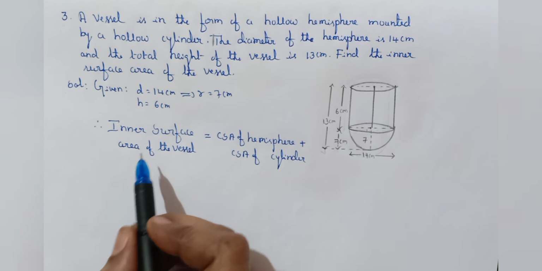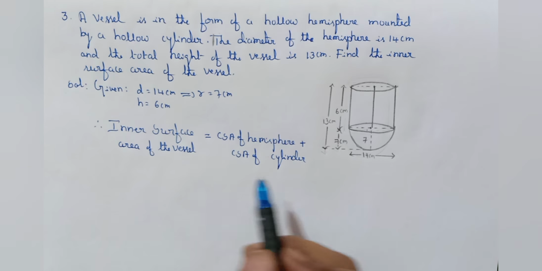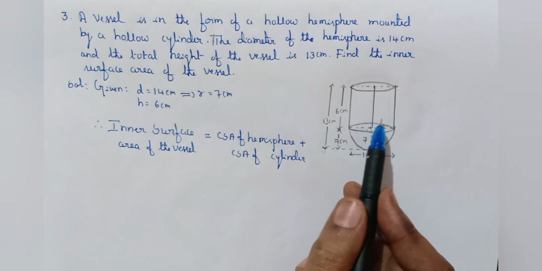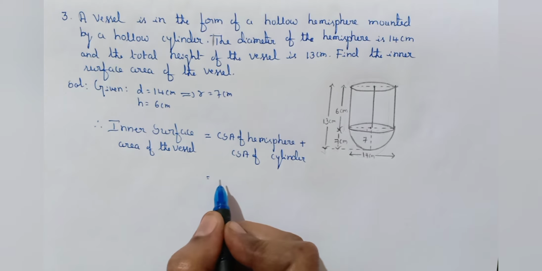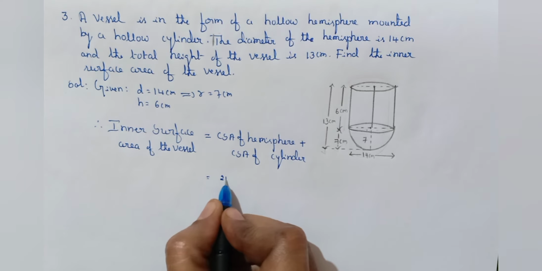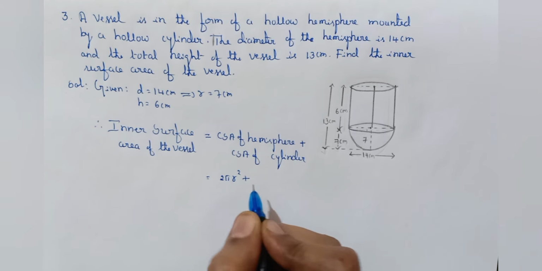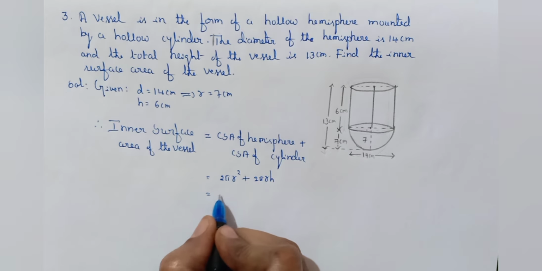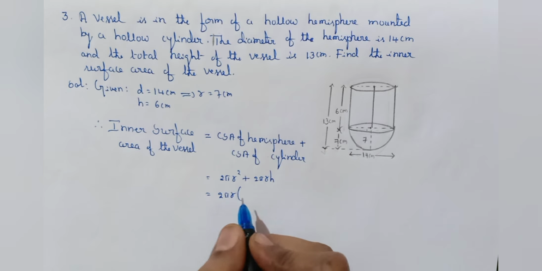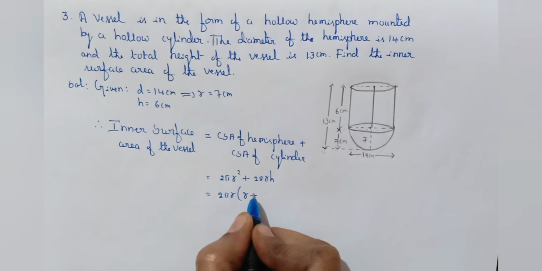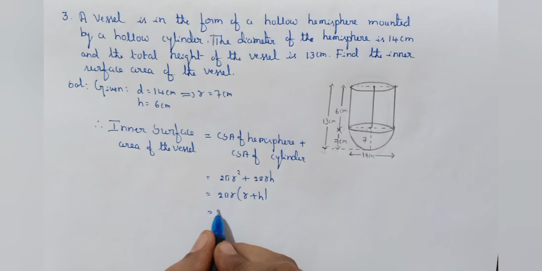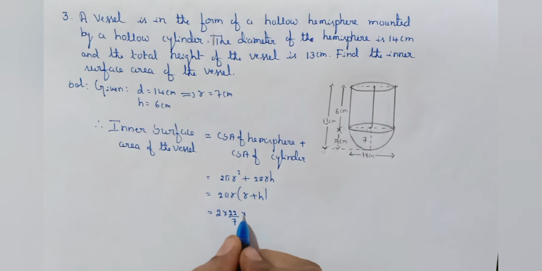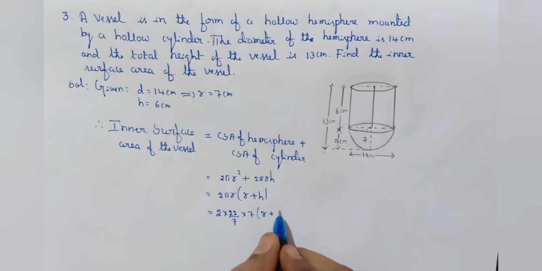Therefore, the inner surface area of the vessel is equal to the CSA of the hemisphere plus the CSA of the cylinder. You know the CSA of the hemisphere is 2 pi r square, and the CSA of the cylinder is 2 pi r h. Here we can take 2 pi r as a common factor and the remaining terms are r plus h. Now substitute 22 by 7 in place of pi, and r is 7 cm. Again r is 7 and h is 6 cm.